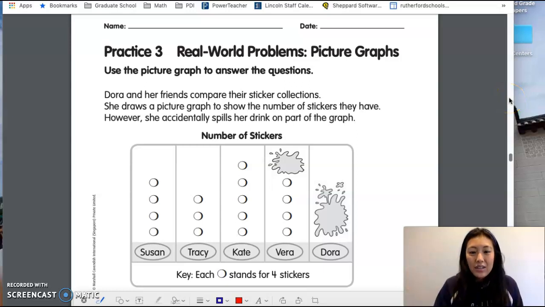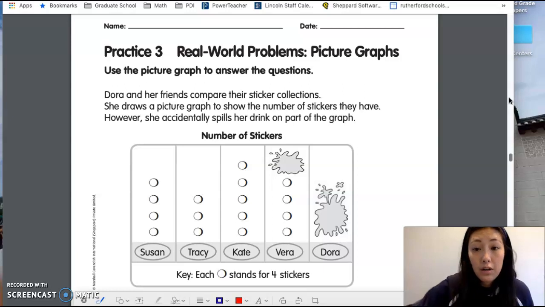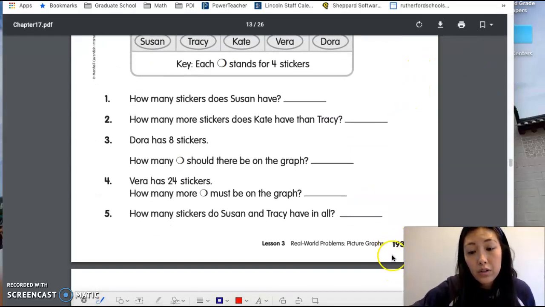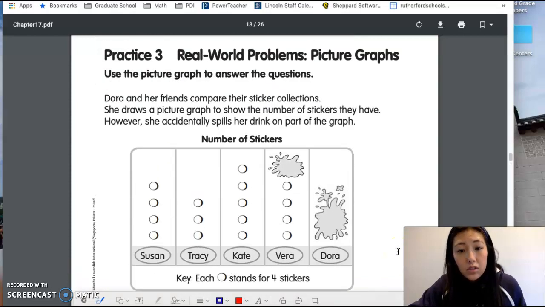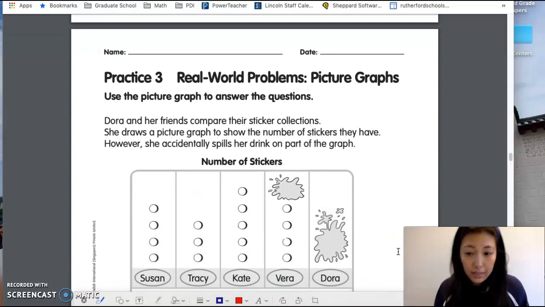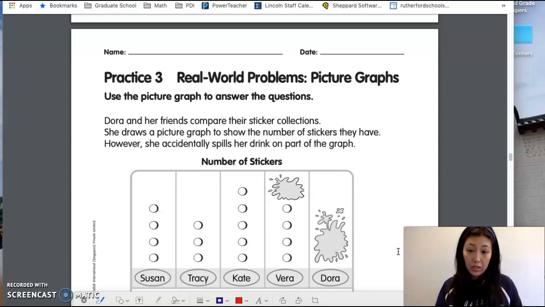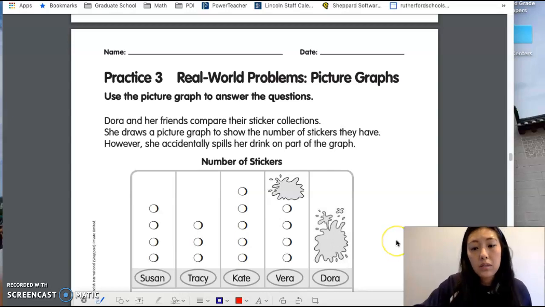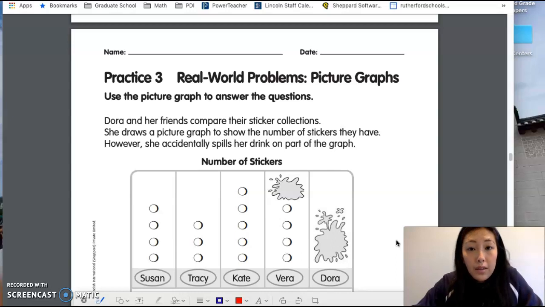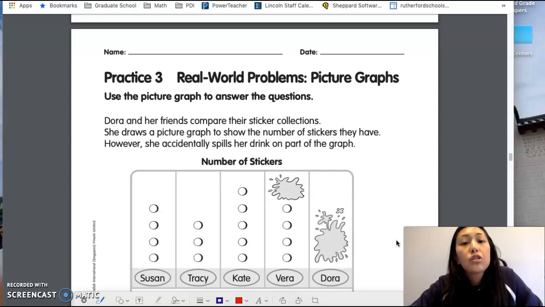Hi, boys and girls. So today for math, I just want to go over some strategies that you can do for the next 2 days. You will be working on your math workbook, the soft one, workbook page 193 today. In this lesson, you will be using a picture graph to help you answer questions that are word problems. If you need more strategies, you can look at the math textbook, which is the hard book, page 244.